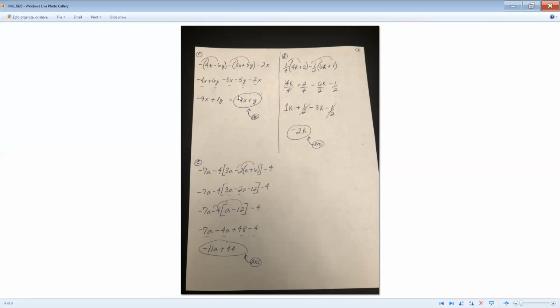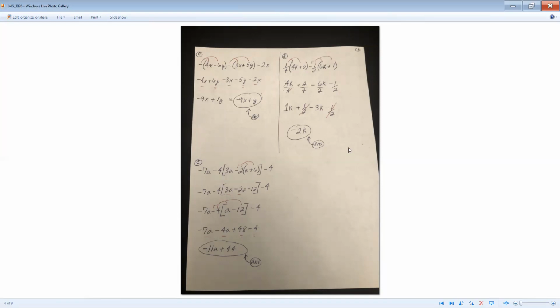Now that all of our parentheses have been removed, we combine our like terms. Negative 4x, negative 3x is negative 7x. And we have a negative 2x back here, which would be negative 9x. 6y minus 5y is 1y, which will give me a final answer of negative x plus y.